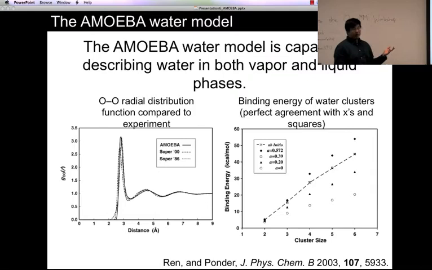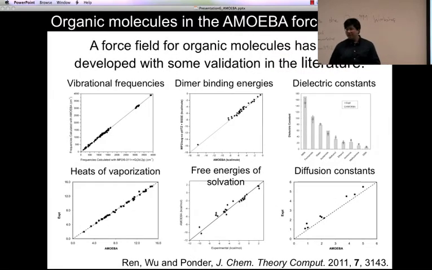There's also a force field for organic molecules that has been developed and recently published in 2011, I think. And you can see all these dots are on diagonal lines, which is a good thing. These are vibrational frequencies, dimer binding energies, and these are all gas phase properties. But you also have dielectric constants and diffusion constants, which are condensed phase properties, and the agreement is generally good for these organic molecules.